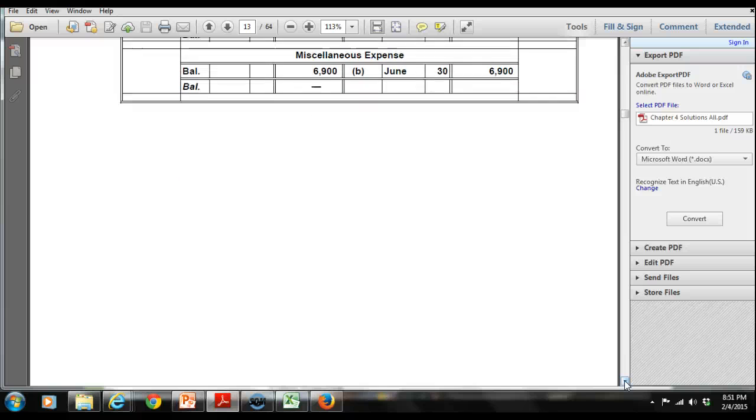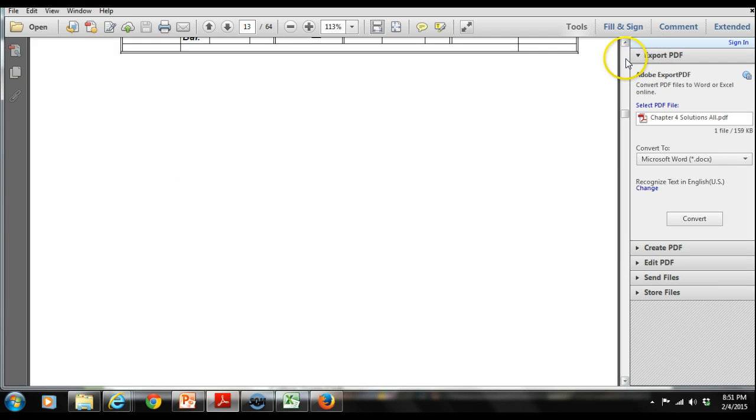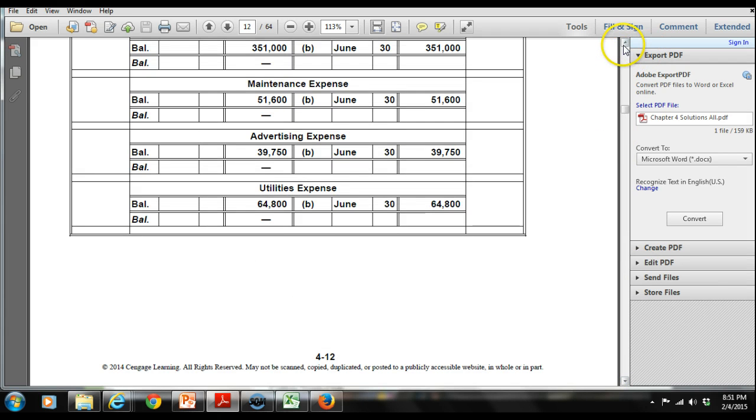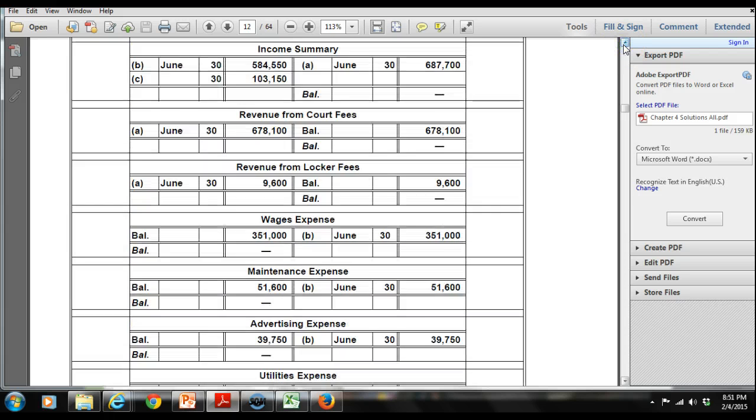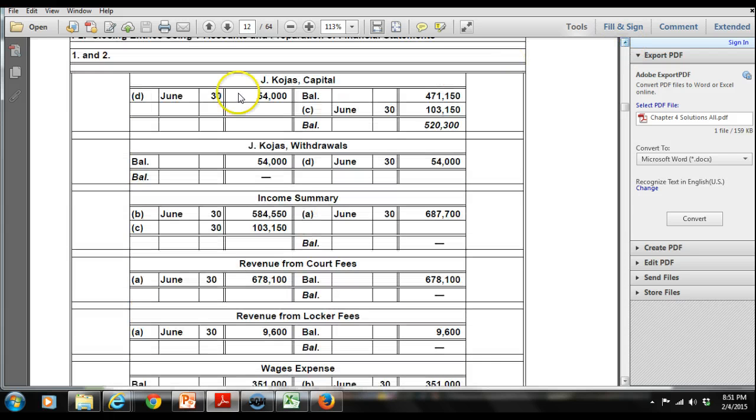We're going to take all of those accounts that we have just zeroed out and total them. And we're going to place our debit in income summary. And that number should be $584,550.